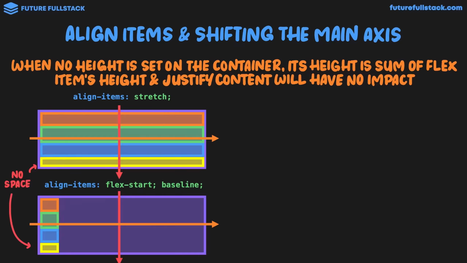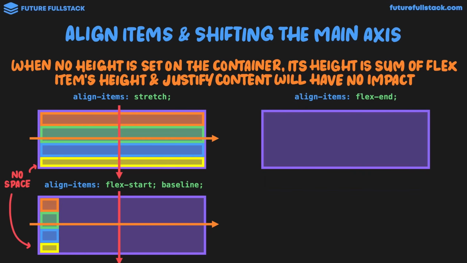Let's now look at align items flex end. We have our flex container, again with no set height. The main axis is running from top to bottom, the cross axis from left to right, and our flex items will be positioned like this, where they're at the end of the cross axis, that is on the right of the container. And once again, because the height of the flex items is setting the height of the entire container, there is no vertical space. So applying any value of justify content will have no effect.